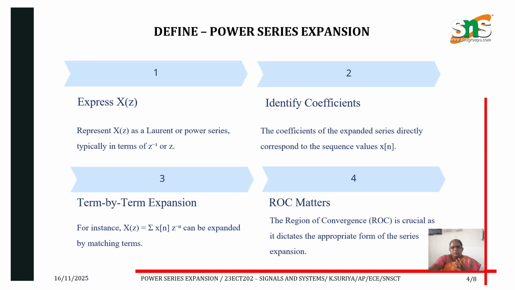So next we'll see the steps involved in power series expansion. First we have to represent the x of z as a power series, typically in terms of z power minus 1 or z. Next, the coefficients of the expanded series directly correspond to the sequence values x of n. For instance, x of z is equal to summation of x of n z power minus n, which can be expanded by matching the terms. This is known as term by term expansion. The region of convergence is crucial here in dictating the appropriate form of the series expansion.